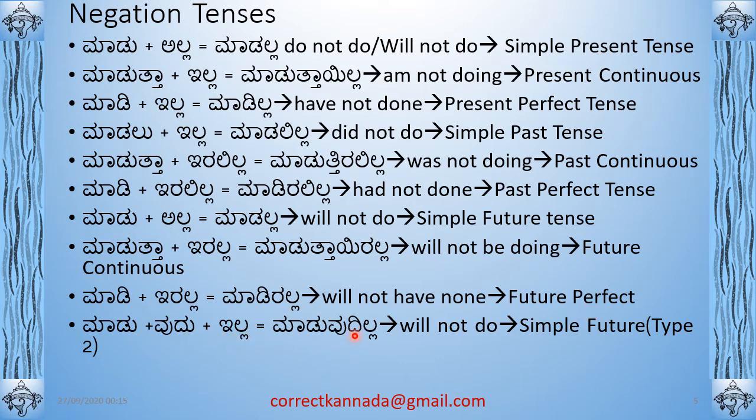Maduvudilla. Now this is what I was talking about. There is a second form for simple future, which is maduvudilla. This is used very much in spoken also. Nanu maduvudilla. If you want to say very clearly, spashtavagi, that in future I'm not going to do this, maduvudilla. Nanu ಆ ಕೆಲಸ ಮಾಡುವುದಿಲ್ಲ. I will not do that.